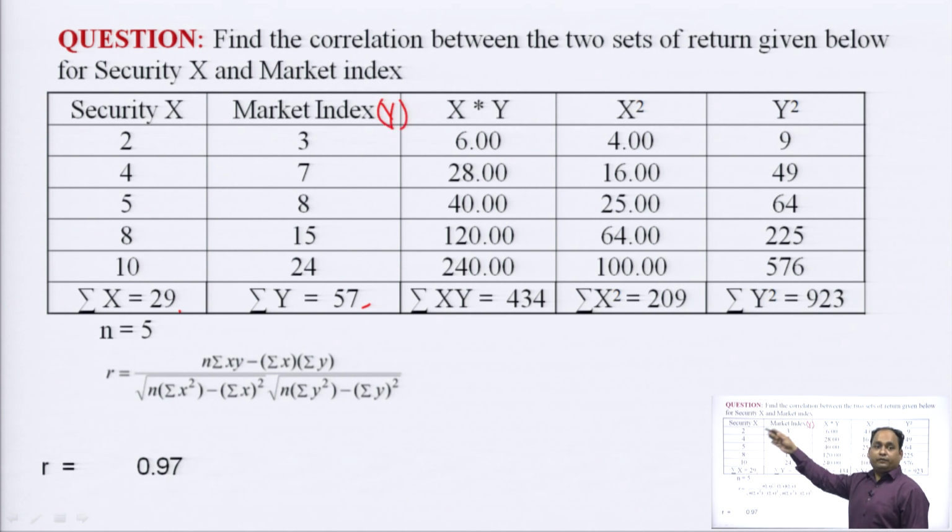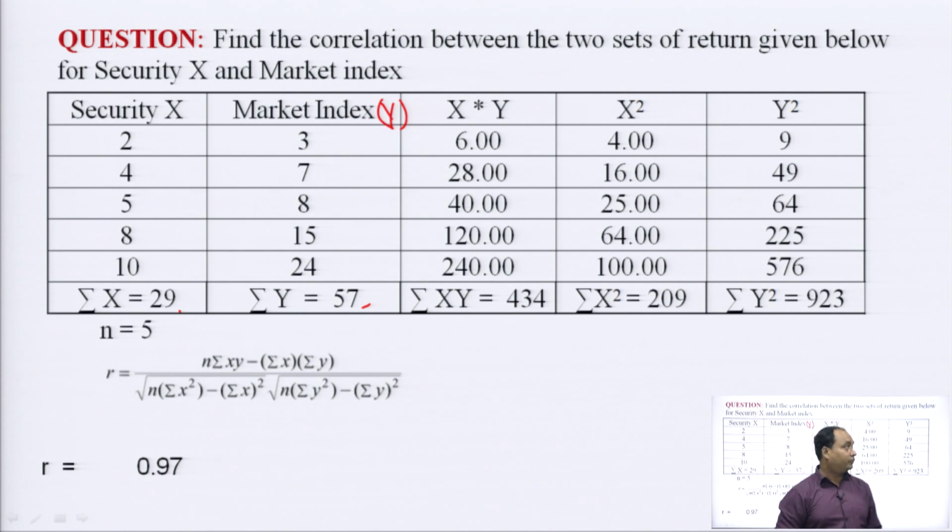Multiplying the security return with the market return, we get 6, 28, 5 into 4, 40, 8 into 15, 120. After multiplying, the summation of xy is equal to 434. Next we square the security return: 2 square is 4, 4 square is 16, 5 square is 25. Here is the market return square: 3 square is 9, 7 square is 49, 8 square is 64, and the summation is 923.